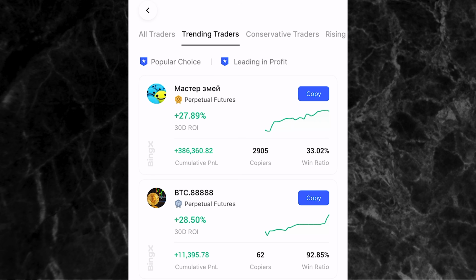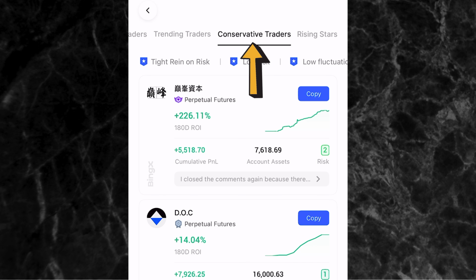Now, the next category beside it is conservative traders. Now, this category will show you traders that are taking low risk, but they are still making profit for themselves. So they are taking low risk, but they are making profit. So in case you are a kind of trader that you don't want to take high risk, maybe you just want to take a very low risk, you don't want to risk too much money, and you don't want to be risking your capital too much, then you can follow traders under this category.